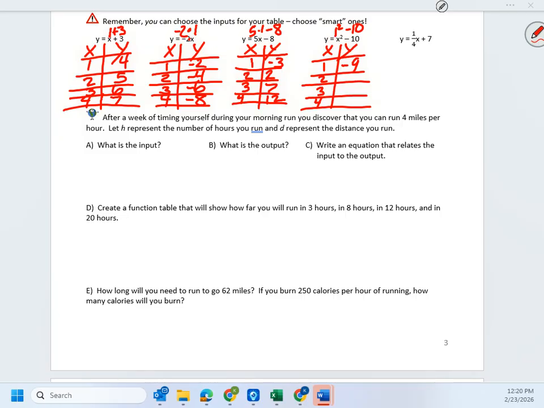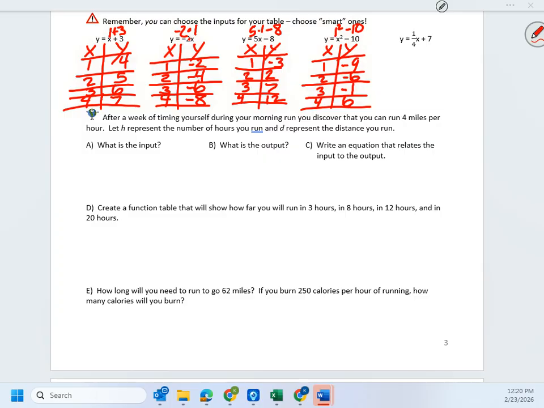What if I put a 2 in? Violet? Negative 6. 2 squared is 4. 4 minus 10 is negative 6. What if I put a 3 in? Elliot? Negative 1. 3 squared is 9. 9 minus 10 is negative 1. What if I put a 4 in? Laura? 6. 4 squared is 16. 16 minus 10 is 6.